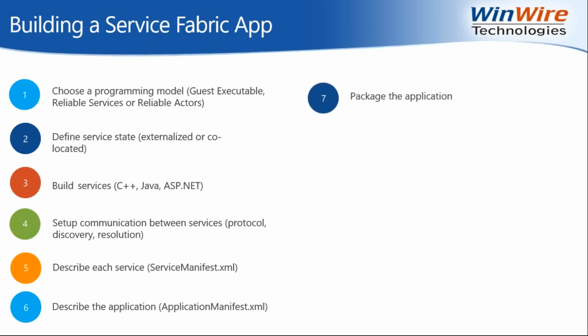Once you're done with building and describing, you package the application, making sure that all the files are in the right folders. Then you deploy the application to your local cluster. As we discussed earlier, Service Fabric provides you your own local cluster, which is very similar to the production cluster. And you could deploy this using Visual Studio or even PowerShell commands.